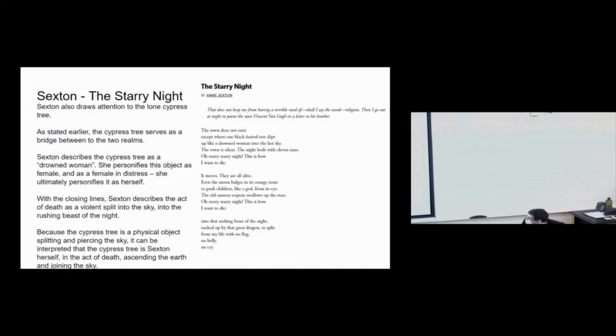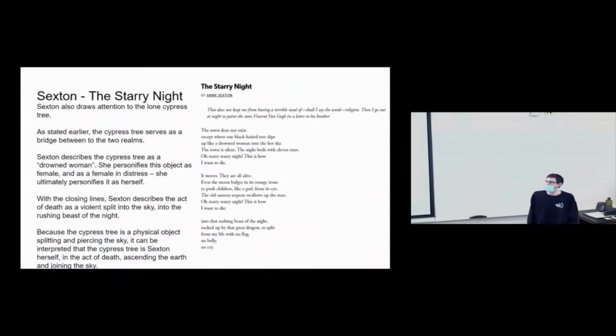But so we've talked about, in Sexton's poem, her references to the town and her references to the sky, but we haven't talked about the cypress tree yet. Now she, like Van Gogh, also draws attention to the lone cypress tree. We see that within the first stanza. She says, "The town does not exist except where one black-haired tree slips up like a drowned woman into the hot sky." So notice that she describes this cypress tree as a drowned woman.